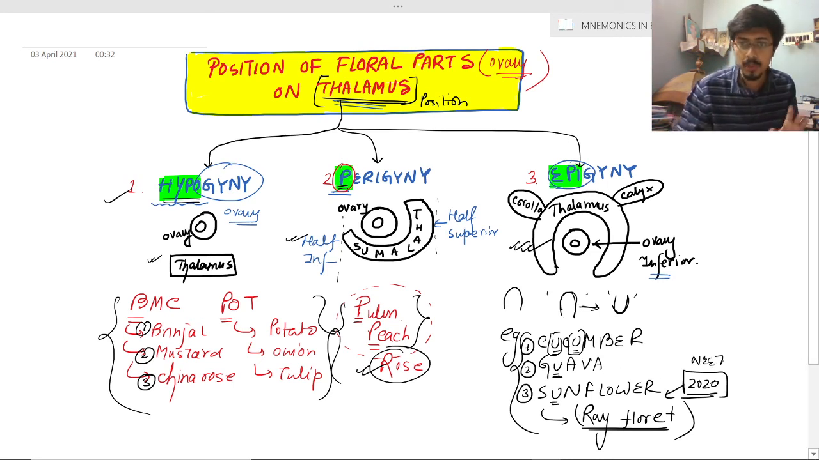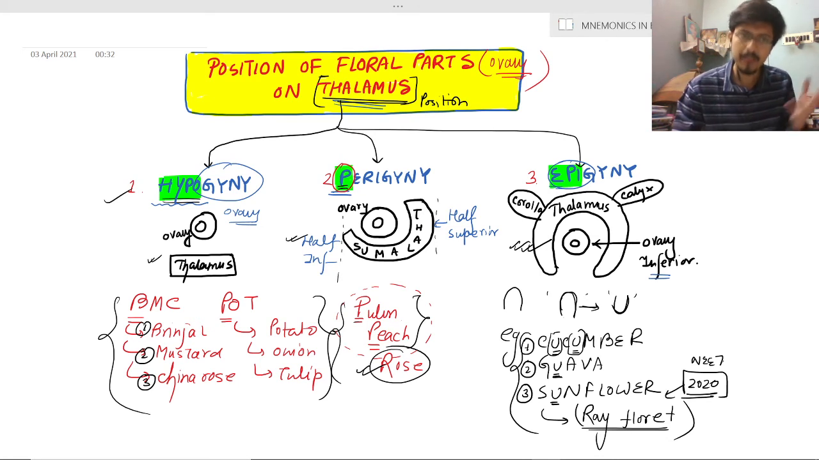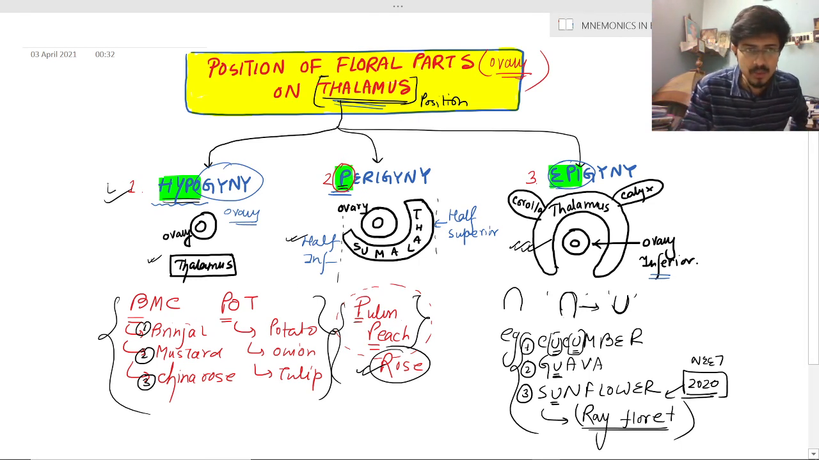You have to remember this. In this mnemonic, U-shaped means epigyny: cucumber, guava, sunflower. BMC pot means hypogyny, and the other corresponds to perigyny. You can exclude one option to rule out the other option. If you master this mnemonic, you can easily solve the question within a second.